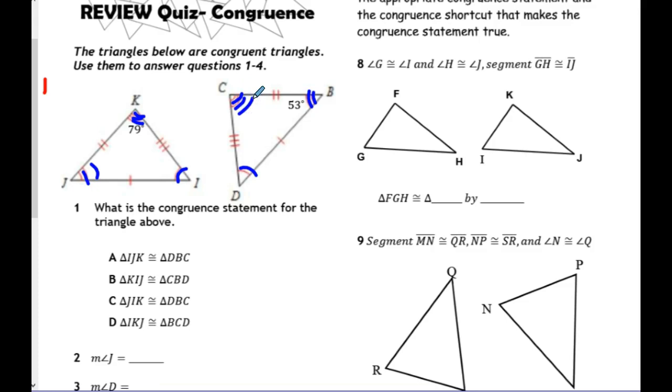So, if I'm looking at it, I want to go from 1 arc, 2 arcs, 3 arcs. So that'd be I, J, K, and then that corresponds with 1 arc, 2 arcs, 3 arcs, D, B, C. I, J, K, D, B, C. In this case, it's going to be letter A, okay? So if you look at these other answer choices, they are in the wrong order, okay? So again, make sure that the order matters. It's got to be in the right order. We talked about this on Monday.